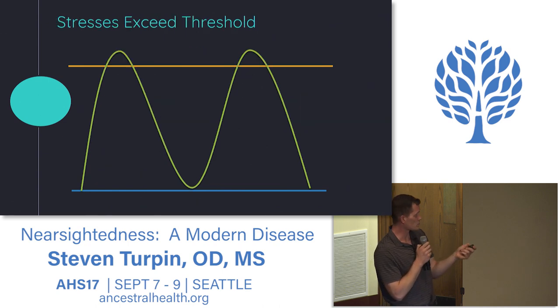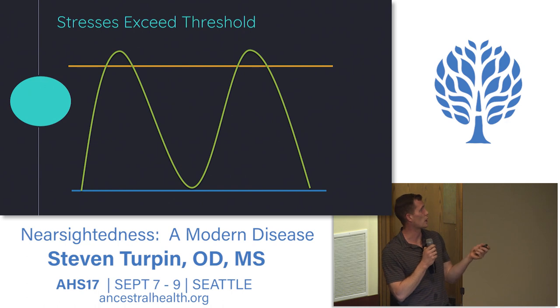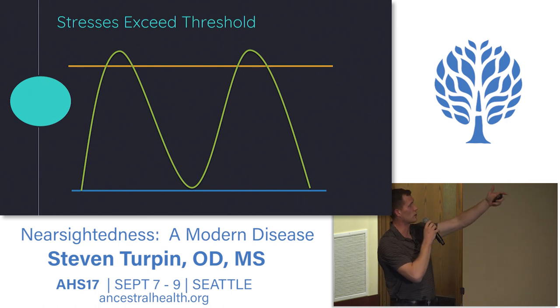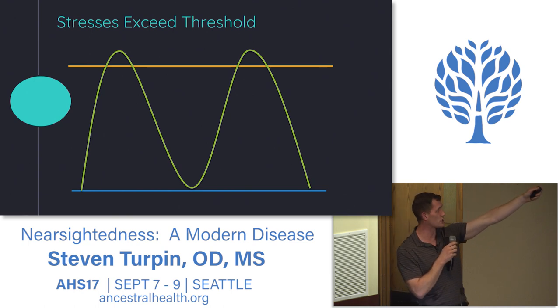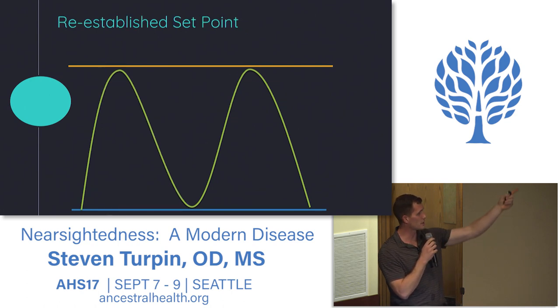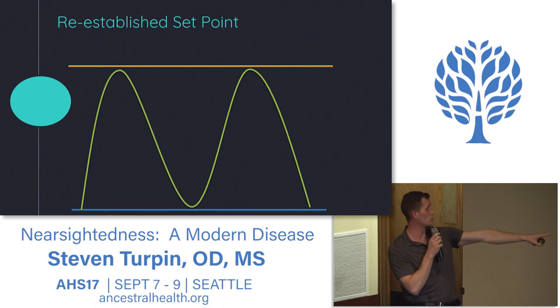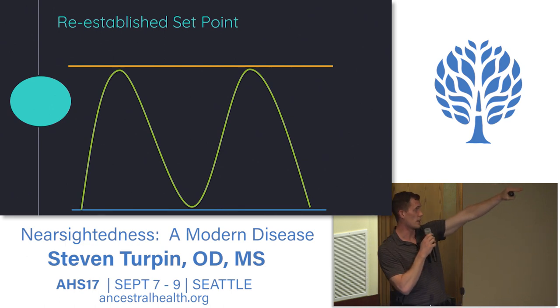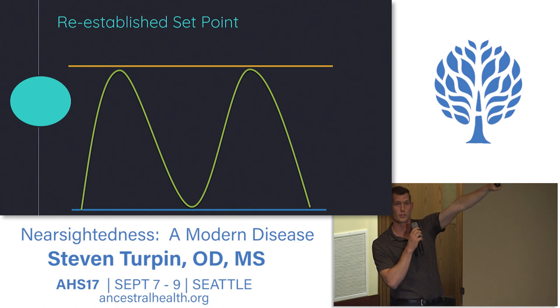But let's say the stressors go over that threshold, and you spend a lot of time in this zone where you're exceeding kind of that limit that you can take as far as those environmental stressors go. What happens? You have a reset. You reset the set point so that the stressors then fall below the new threshold.